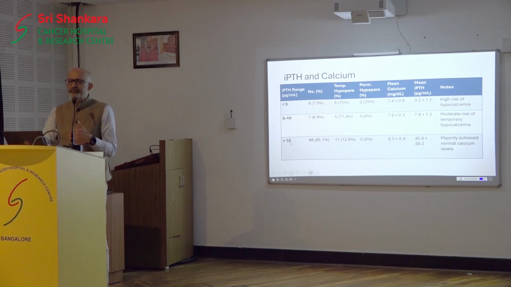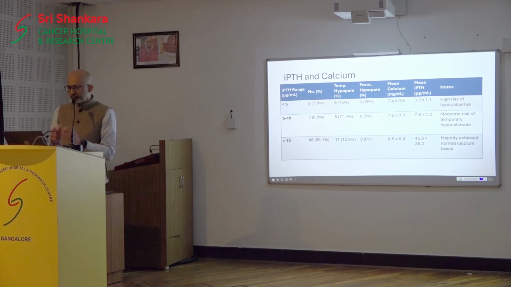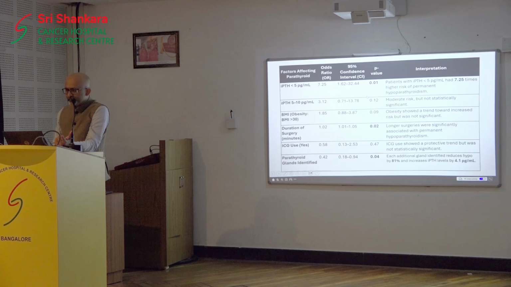The above 10 ones we have seen, they recover within 2 or 3 days, because we don't know the cause in many situations. So 15 is our cutoff in the lab value, and below 5 is the worrisome group, because in this group nearly 25% end up with permanent hypocalcemia. That is what we are seeing, hypoparathyroidism. So this is the data which we are seeing.